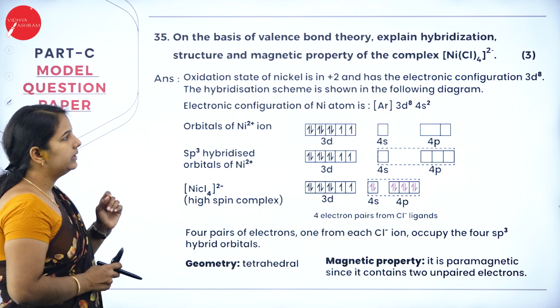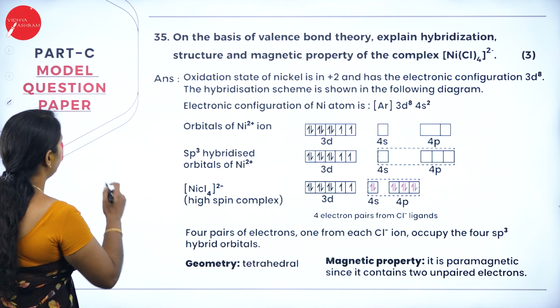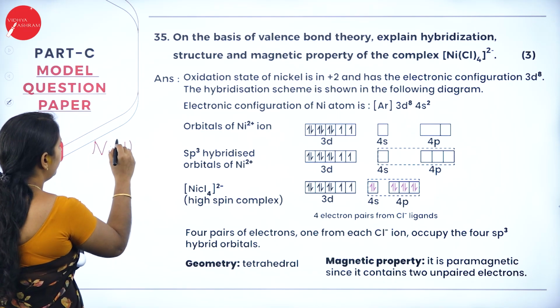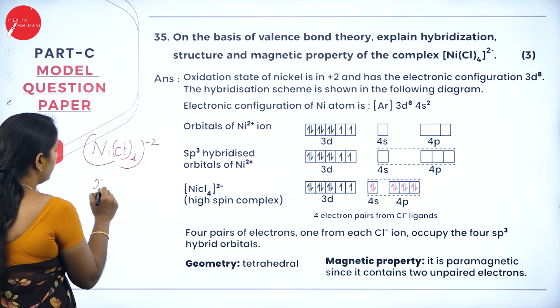We know that nickel exhibits a +2 oxidation state. So find out the oxidation state in NiCl4 2-. We don't know about the nickel.